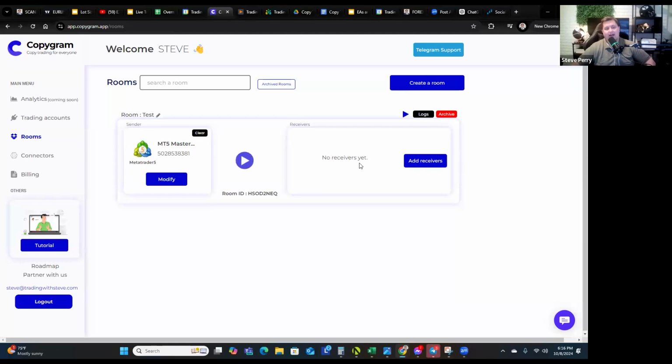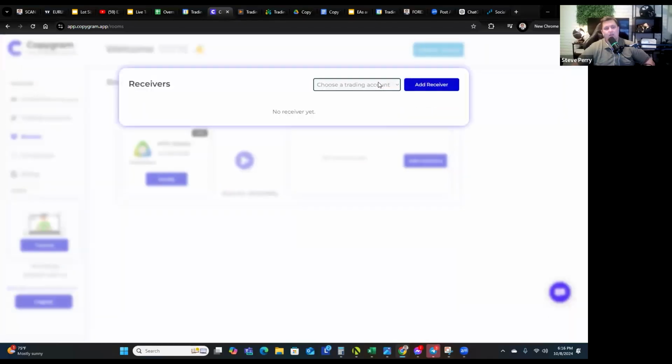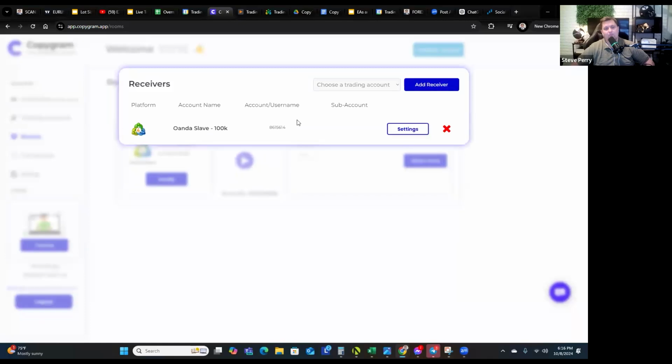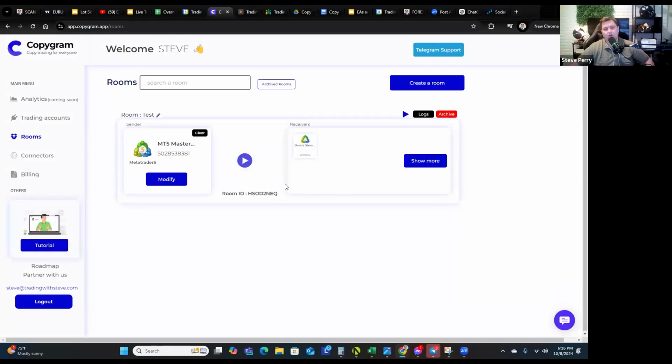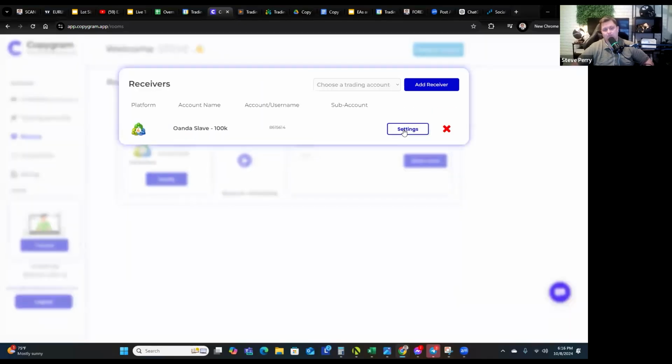So now you've got to add a receiver. Okay, so let's go ahead and add a receiver. Let's just do the Oanda slave account. Add receiver. Let's go ahead and click away. And so you can see that it's in there, but we need to change the settings. So I'm going to click here and click settings.